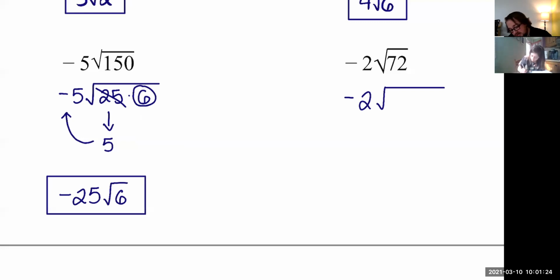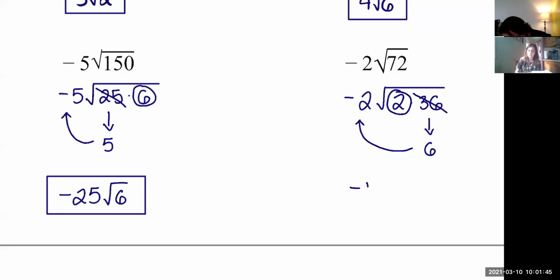But the 2 and 36, well, that gets me right to where I want to go, because I know 2 is not going to break down any further. It is the smallest prime number we can have. And the square root of 36 is going to give me a 6, which will then multiply with that -2 that's already waiting for it outside. So I get a -12 times the square root of 2.